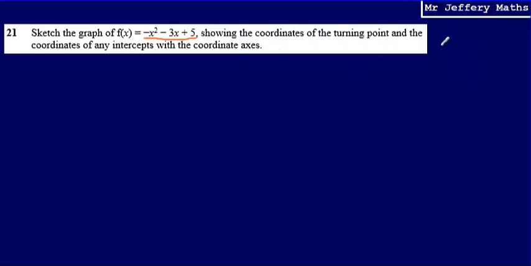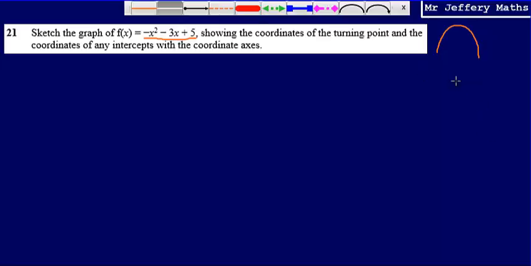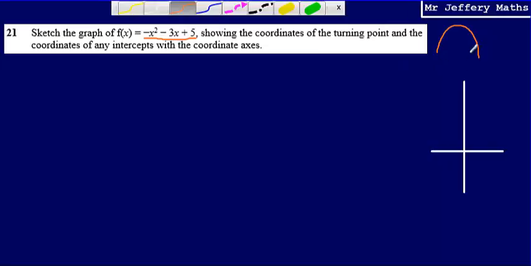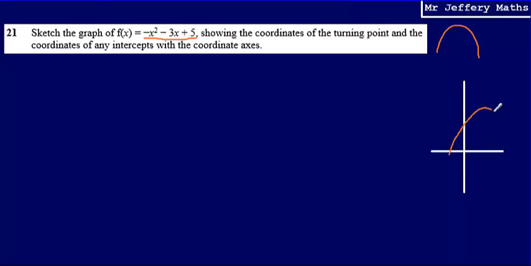So what that means in terms of the shape is that we are going to have an upside down U shape. Now, if I just think about this for a moment, we're just going to sketch a quick set of axes. If I sketch an upside down U shape, like so, that's not very good, but you get the idea.